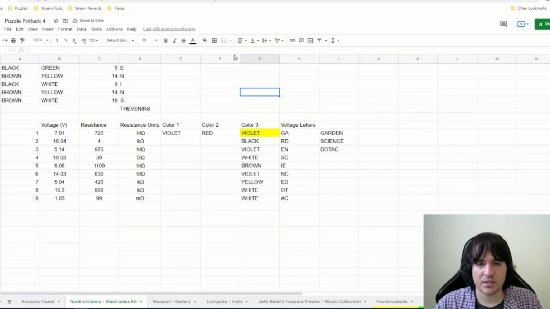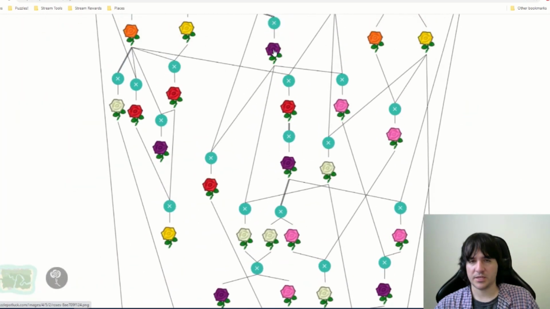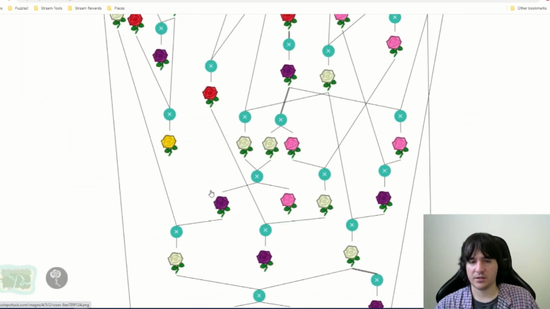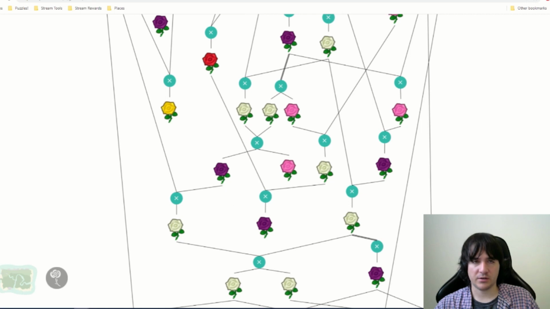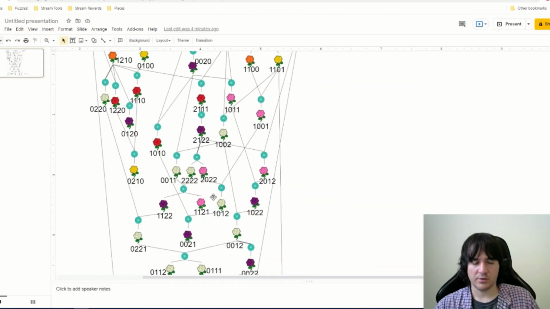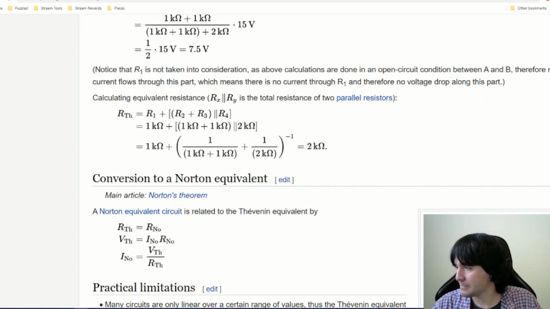So is there somewhere in this tree that goes violet, red, violet? It could be here, this violet, red, and then violet. And then if I take, like, the pattern for this one, what was that? That was 1, oh, sorry, that's 0, 0, 2, 1. So that is a number in trinary that could be a letter. Let me try the next one.